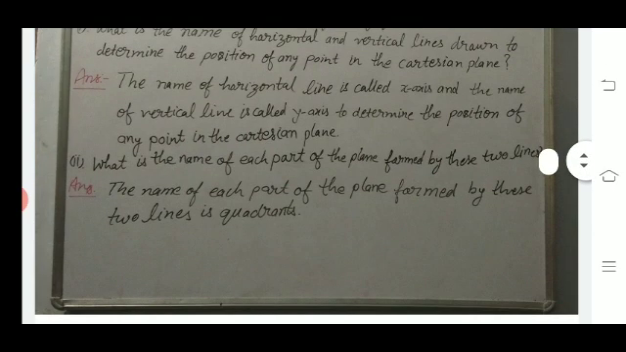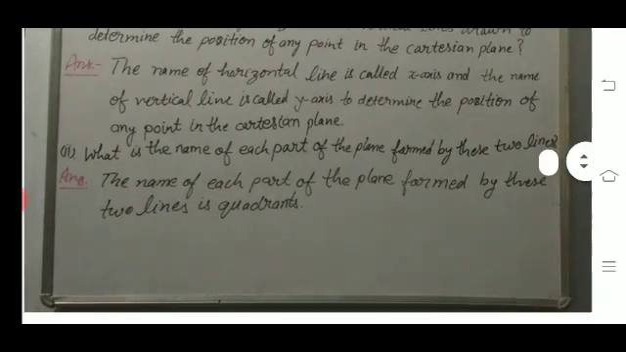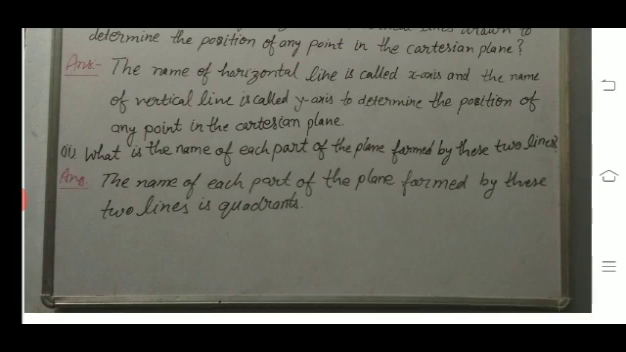Second question: what is the name of each part of the plane formed by these two lines? You also see in the introduction part, there are four quadrants, named first, second, third, fourth. The name of each part of the plane formed by these two lines is called quadrants.